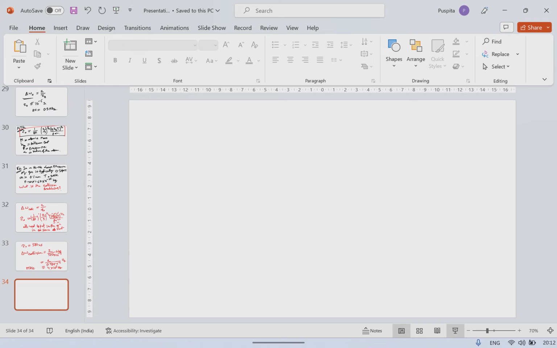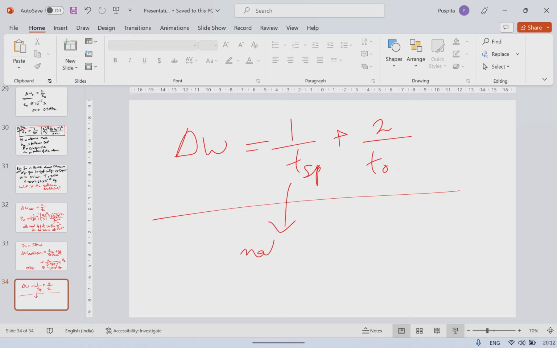Okay. It should not be assumed that in the presence of collision broadening there will not be a natural broadening. So in the presence of collision broadening, there can be a natural broadening. Then the broadening FWHM will be 1 by τsp plus 2 by τ0. This is for natural broadening. This is collision broadening.